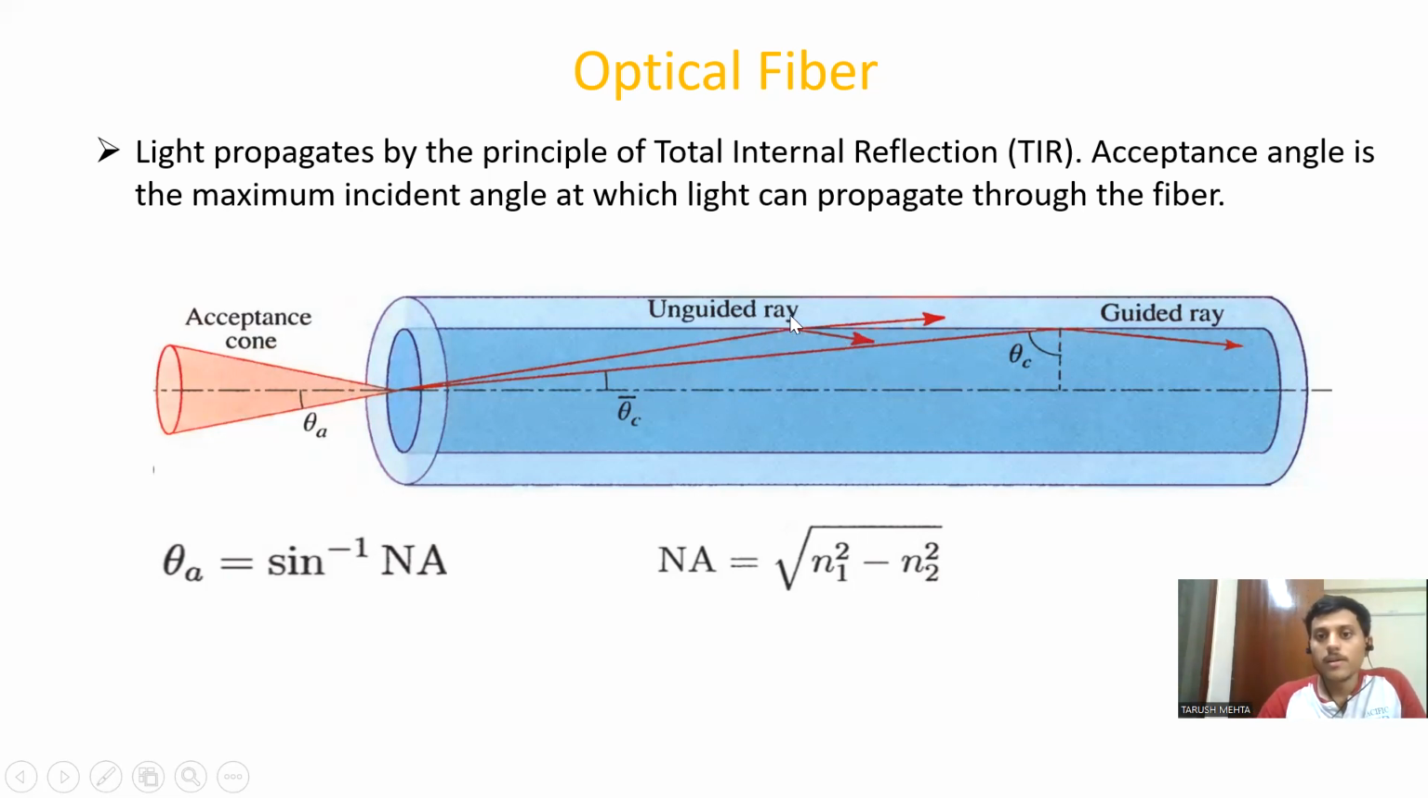But in order for the total internal reflection to happen, or for the light to propagate through the core, the incident angle at this core cladding interface must be greater than the critical angle. And for that to happen, the incident angle at the air core interface for the light must be lesser than the acceptance angle. This can be proved using the laws of reflection and refraction. We will find out that the acceptance angle for an optical fiber is given by sine inverse of numerical aperture, where numerical aperture is nothing but under root of n1 square minus n2 square, where n1 is the refractive index of core and n2 is the refractive index of cladding.